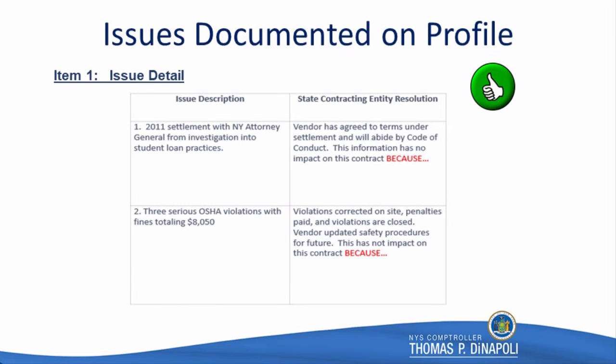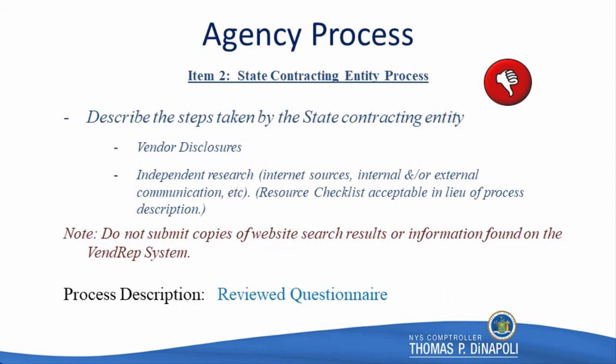Here's a good example of describing the issues and indicating the vendor's corrective action or actions. Now, all that's needed is the agency's assessment, the because. Attachment A, Item 2, is where you will provide your VR review process.